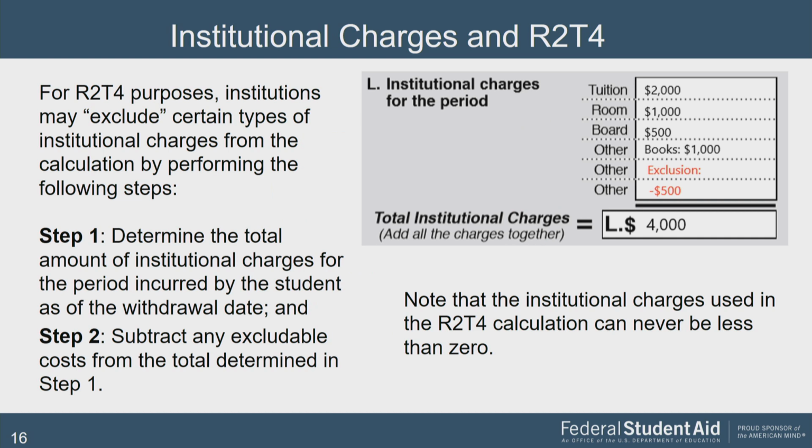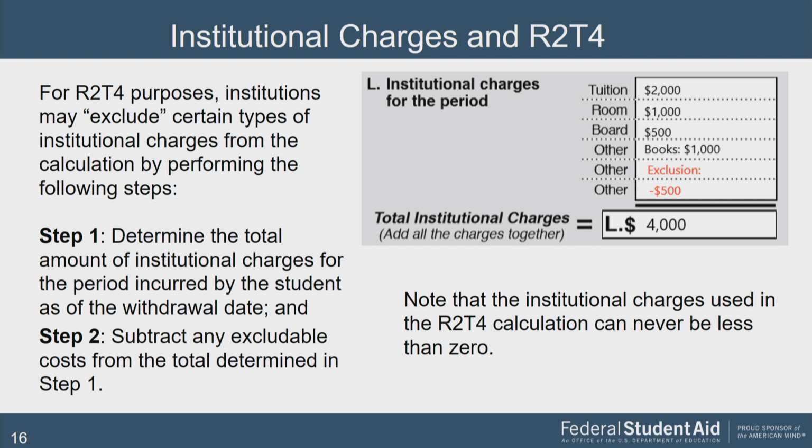So we have a little example up here that kind of demonstrates how this works. For RTT4 purposes, you can exclude the amount that you paid. So in this example, the school charged $2,000 tuition, $1,000 room, the student was living on campus, $500 board, and then $1,000 in books and supplies that the student didn't have a real and reasonable opportunity to purchase elsewhere. So that's a total of $4,500.